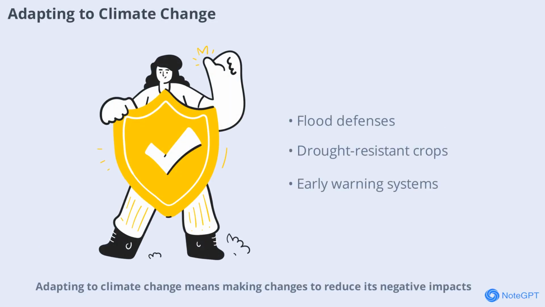Adapting to climate change means making changes to reduce its negative impacts. This includes building flood defenses, developing drought-resistant crops, and improving early warning systems for extreme weather. Communities, governments, and businesses all have a role to play in adaptation. By working together, we can build resilience and protect our future.